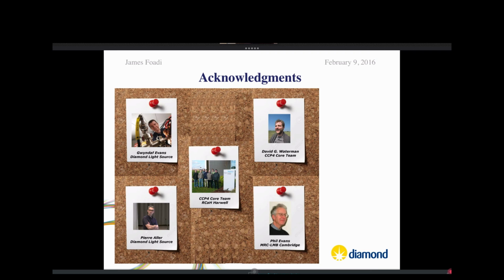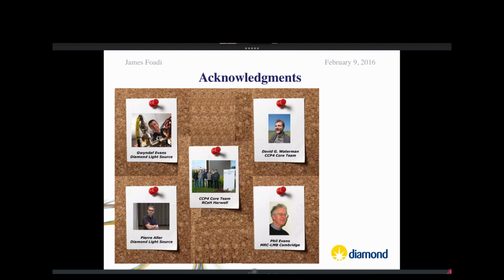David Waterman is responsible for the Blend GUI within CCP4i. He is also one of the DIALS developers and is a member of the CCP4 core team. Pierre Allaire is my main collaborator in the research connected to the development of Blend. He has also helped me with the tutorials and is an established support scientist at the Diamond Synchrotron.